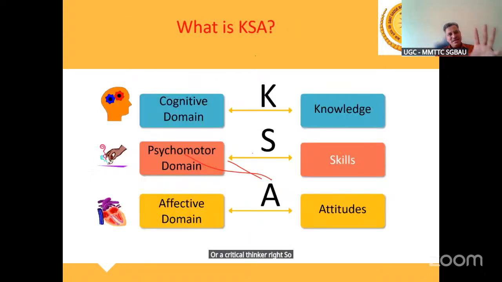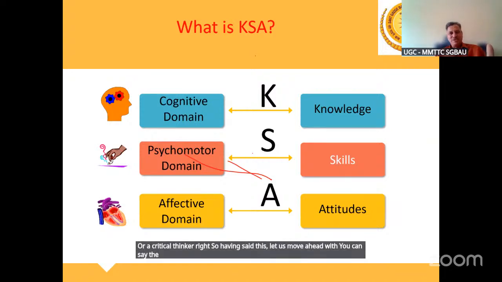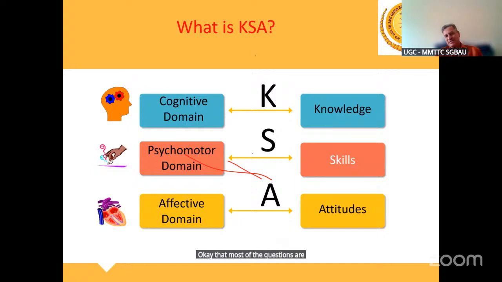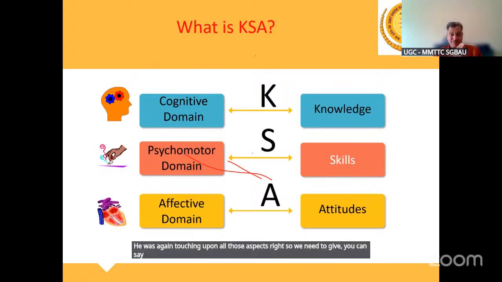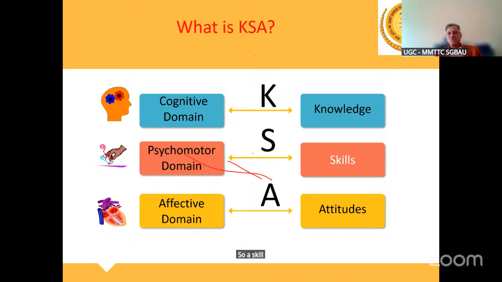So having said this, let us move ahead with the cognitive aspects, which is nothing but the knowledge level. If you look at the examination pattern, you will be surprised that most of the questions are on the cognitive domain. Yesterday I was listening to Professor Ali, and he was touching upon all those aspects too. So we need to give equal importance, I should say maybe 33 and 34 percent, as far as these three domains are concerned. The skill component and the attitudes are equally important.